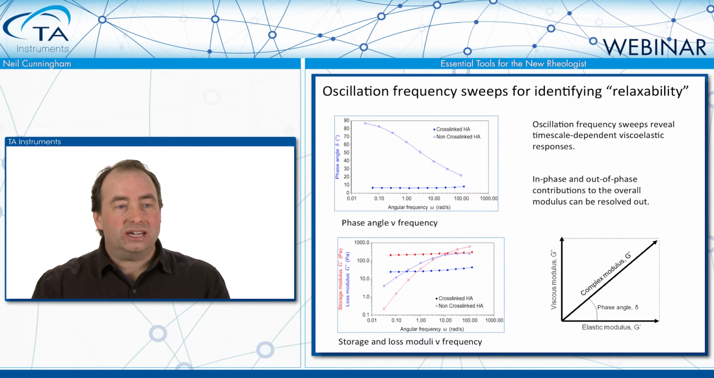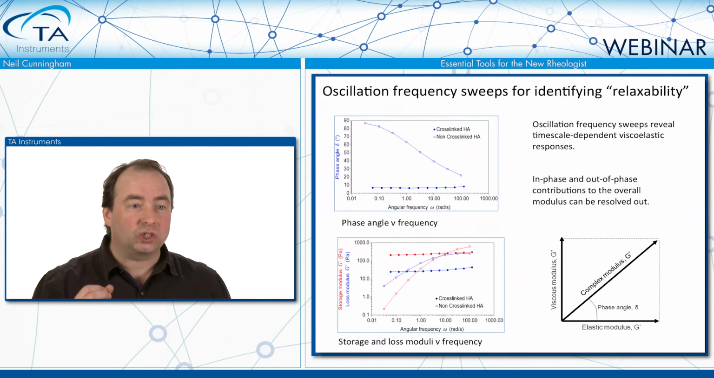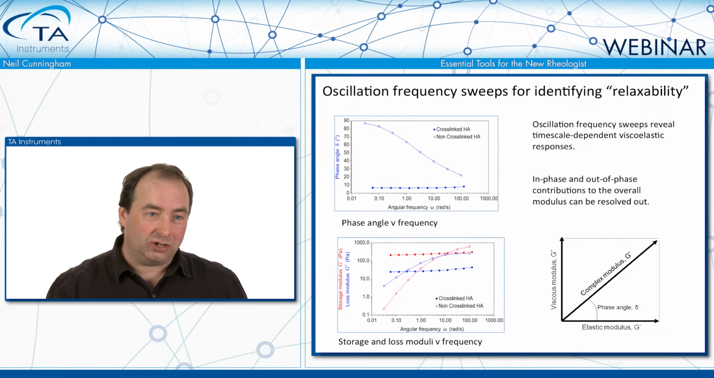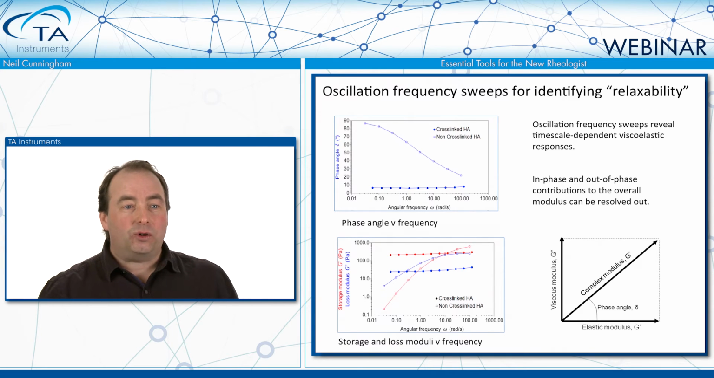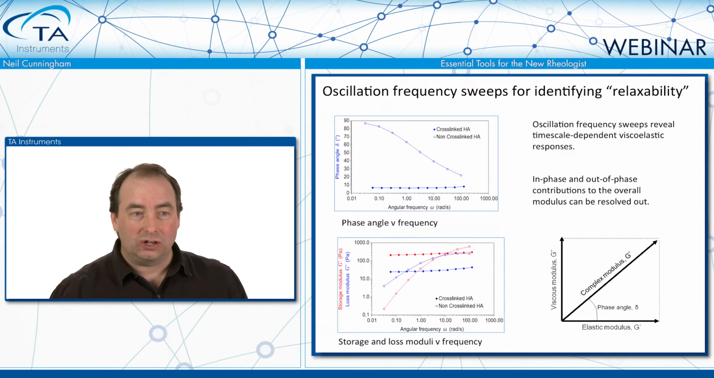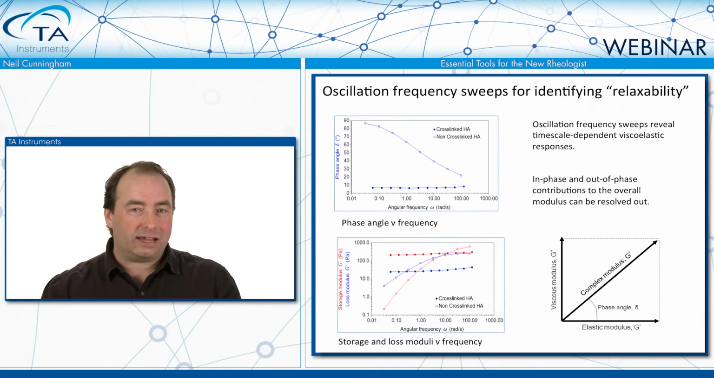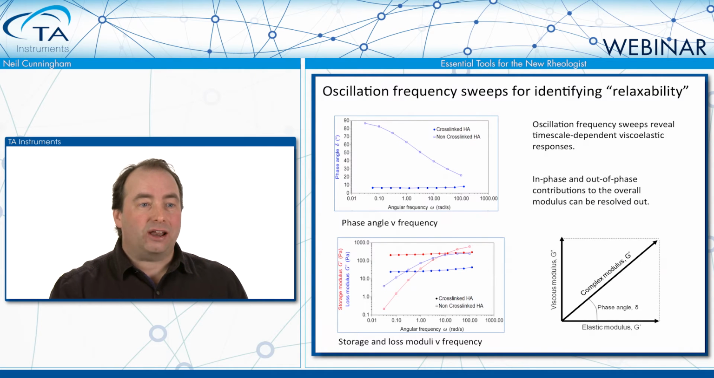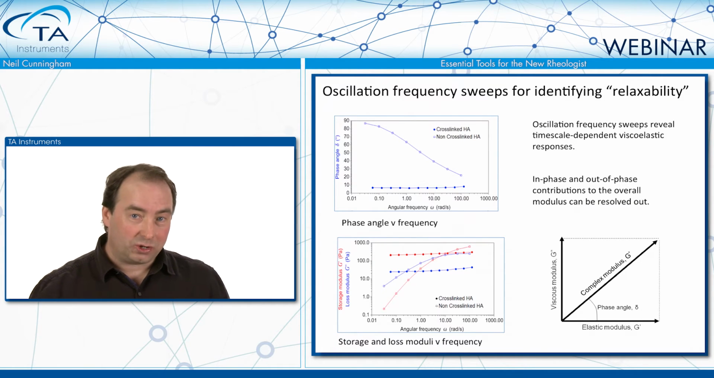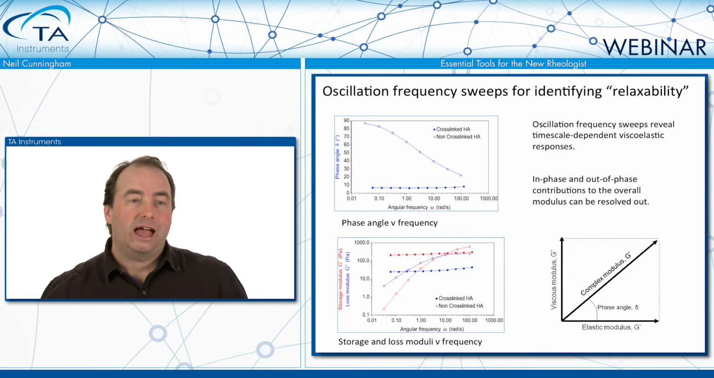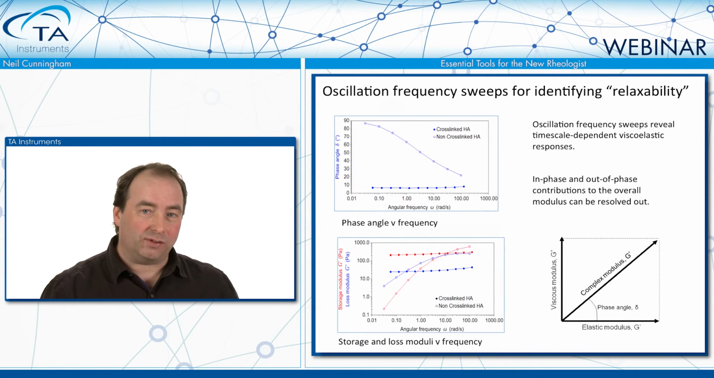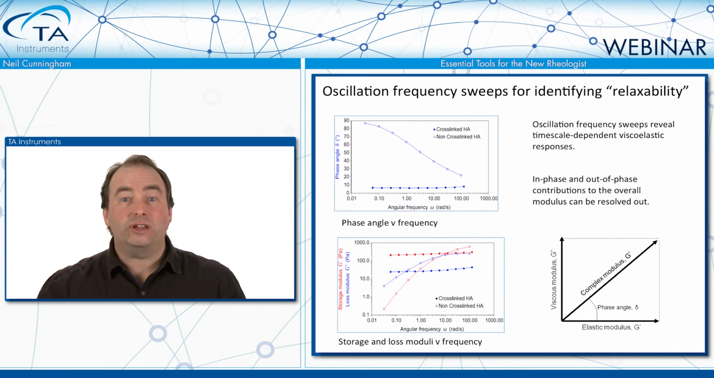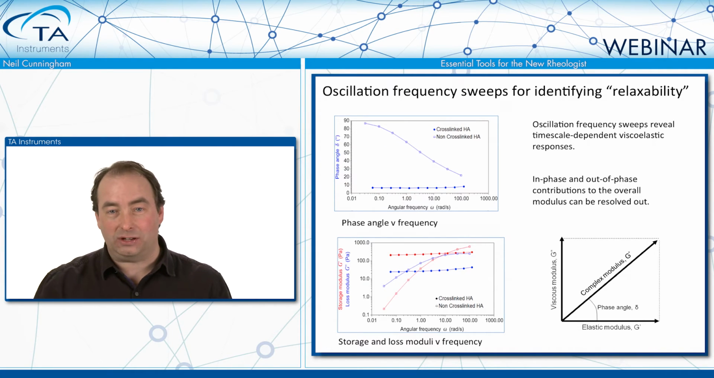And again, what we can see is for the cross-linked HA, the storage modulus, the red line, remains above the viscous modulus for that entire range of frequencies. Whereas for the non-cross-linked, so the solution, we're seeing a classic viscoelastic crossover behavior there. We see at high frequencies, the storage modulus is higher than the viscous modulus. As we go down in frequency, we see a crossover into viscous dominant behavior, so liquid-like behavior at low frequencies.